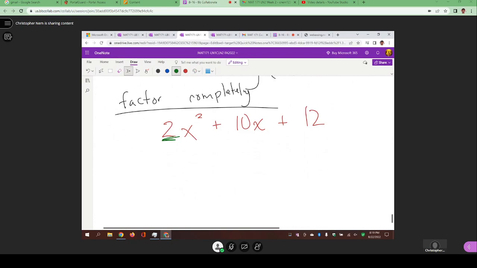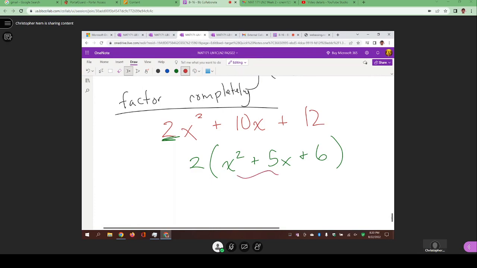If I pull the GCF from these 3 terms, we figure out that the GCF is 2. So if I pull out 2 from all 3 terms, I am left with x squared plus 5x plus 6. Remember, when I pull out, it's just dividing. Well, great. Now we've factored it out. However, this is not factored out fully.